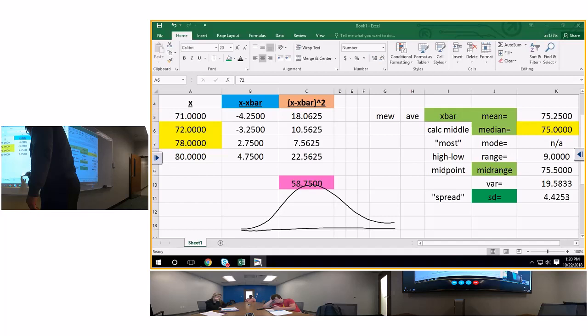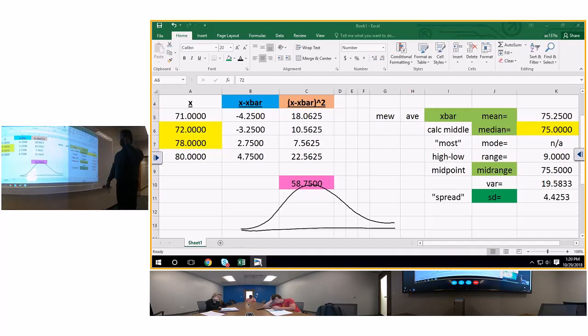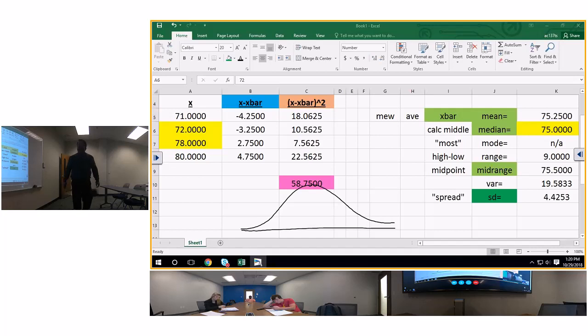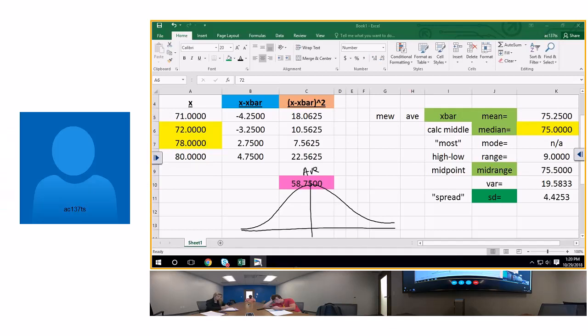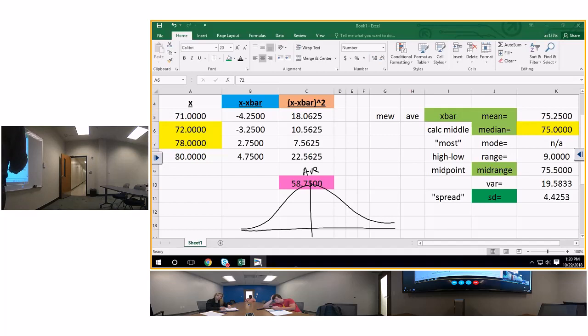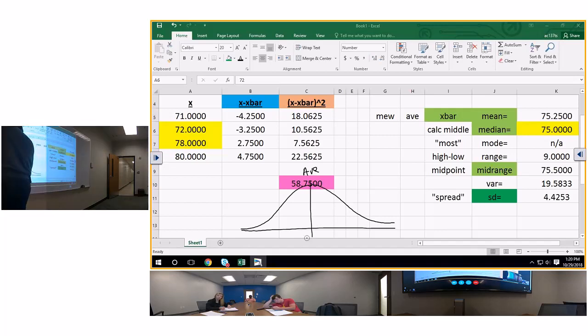Draw a normal curve like that. And then in the middle, you're going to put the average. And the average is 75.25. Everybody with me?